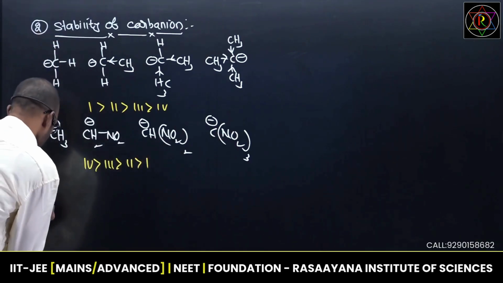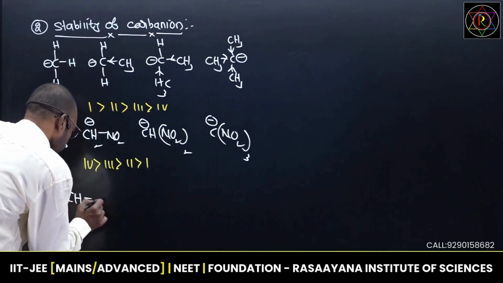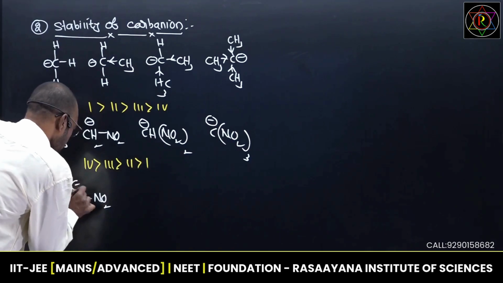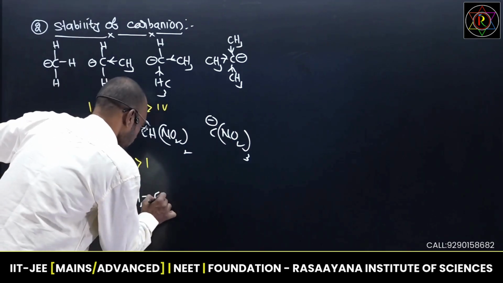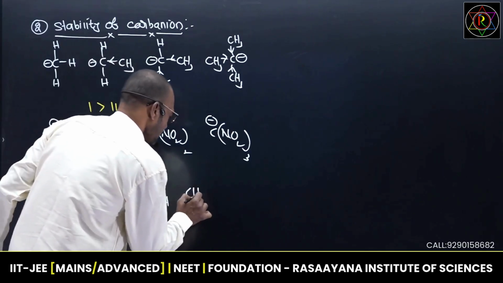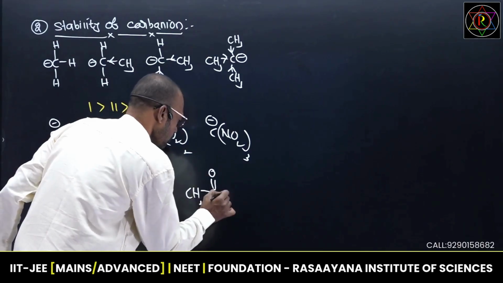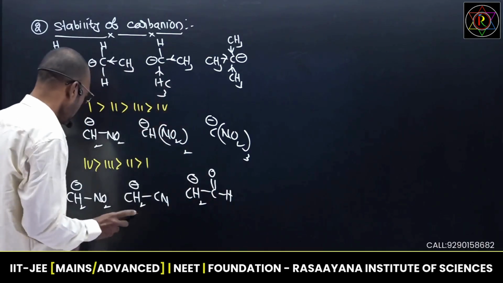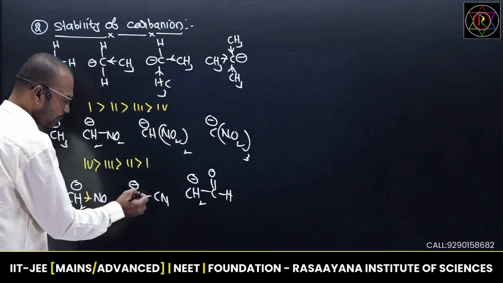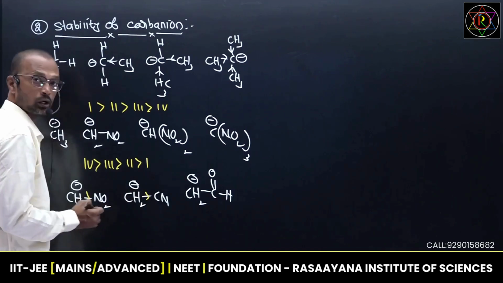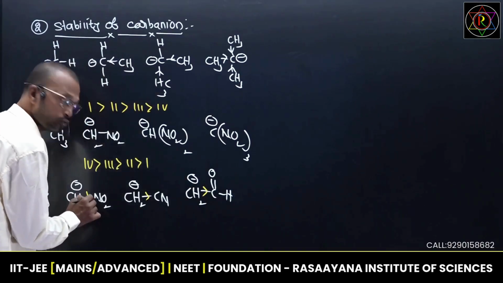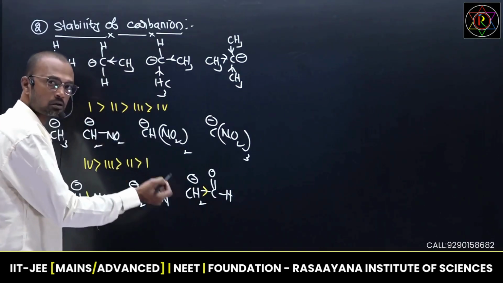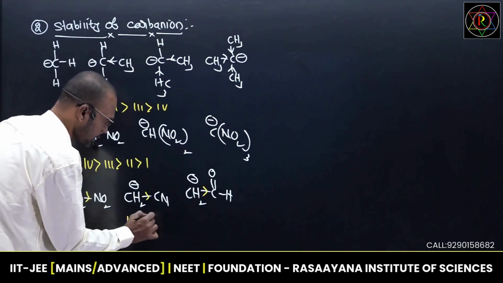Okay, suppose I take a carbanion attached to nitro, then a carbanion attached to cyano, then a carbanion attached to a carbonyl group here, C double bond OH. Now nitro is a strong withdrawing group as compared to cyano. Cyano is a strong withdrawing group as compared to aldehyde. So I can say that the greater the strength of minus IE, the greater the stability. I can say the first one is more stable than the second and then the third.